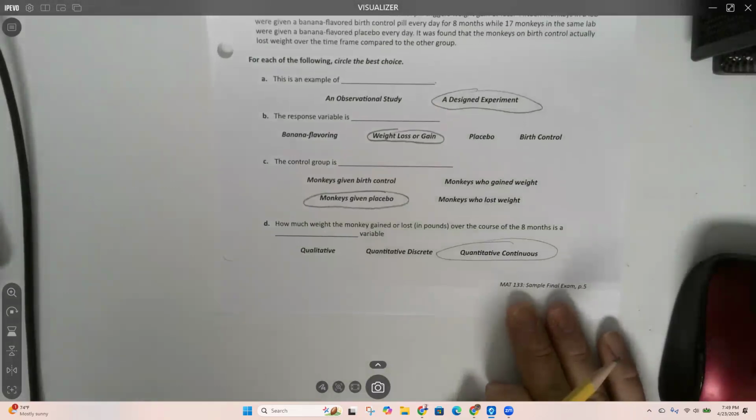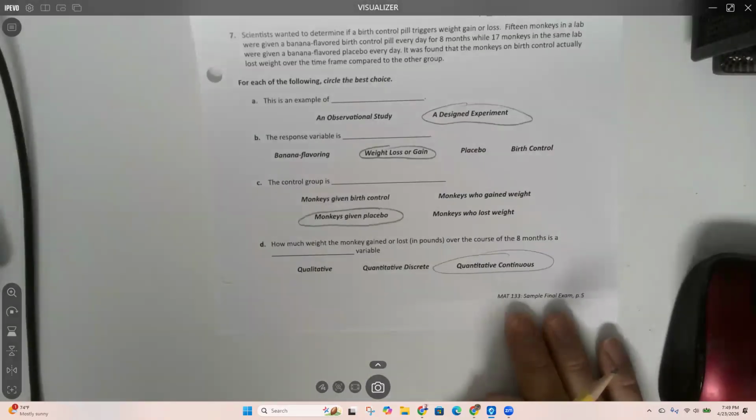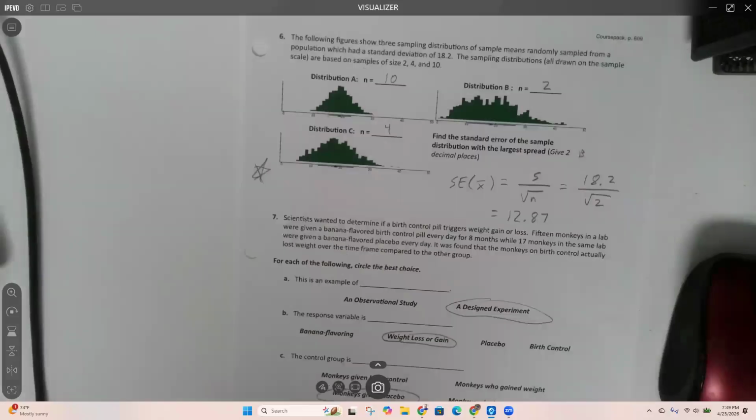Yeah, we don't know how much they lost, but what they're going to do is give some monkeys the banana flavored birth control, and a different group is going to get the placebo. They're going to weigh those two groups of monkeys and see if the birth control group lost any weight. Does that make sense? They're going to weigh each monkey and record maybe this one went up, maybe this one went down, but on average, did they go up or down?